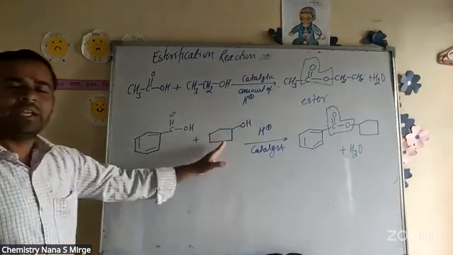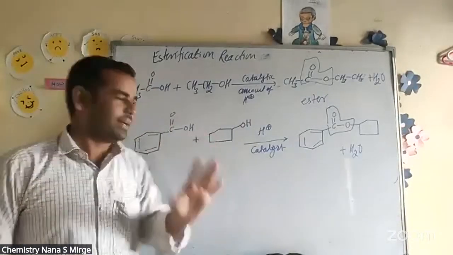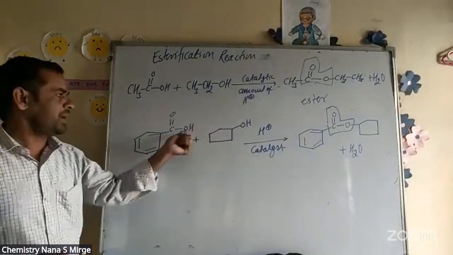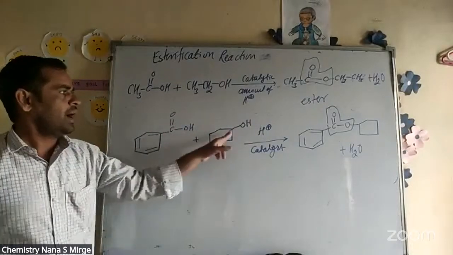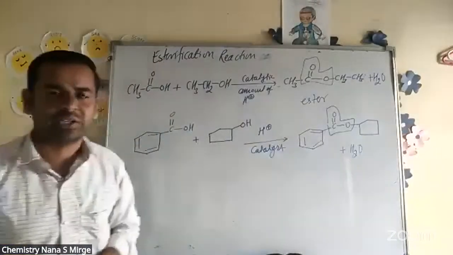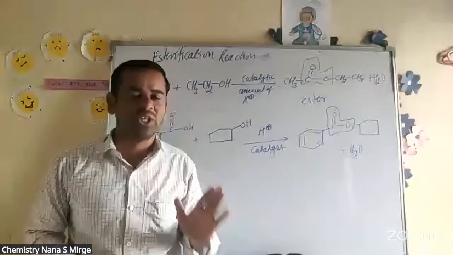You can choose any alcohol for the example, and any type of acid. It is a simple reaction. This H and this OH, water is eliminated, and a bond is formed between this O and this carbon. We call this an esterification reaction.